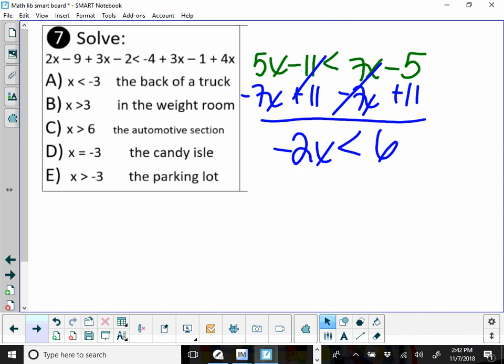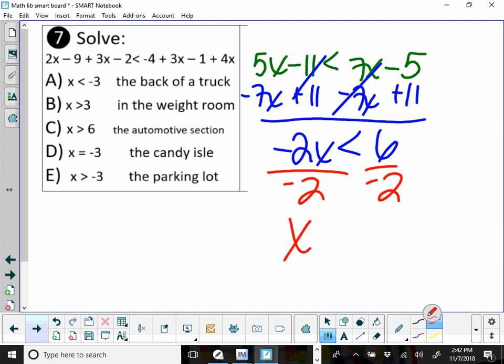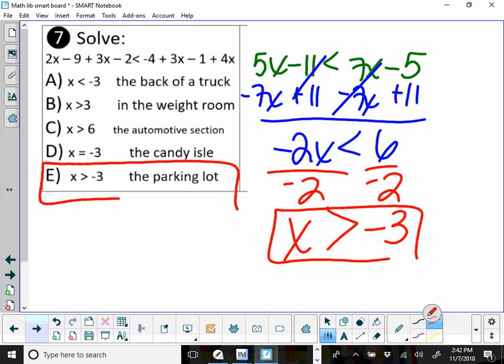Our last step is to divide by negative 2. Warning, warning, you divided by a negative, so you need to flip your inequality sign, and it should have been x is greater than negative 3, which is the parking lot. I saw a lot of back of the truck because y'all didn't flip your sign when you divided there, so be careful.